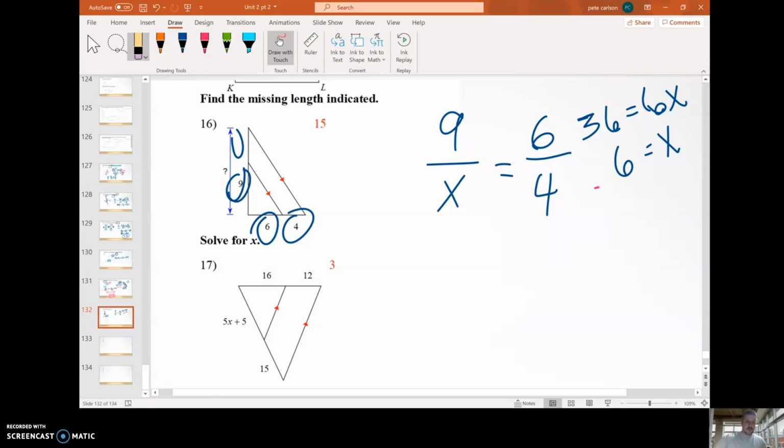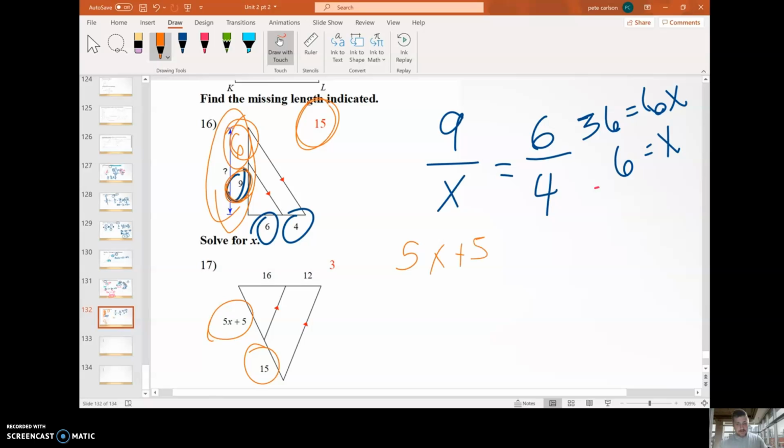Now, that's what would go right here. But they want you to find the length of the blue line. Well, that would be 9 plus 6, which would be 15. Okay? And the last one, we have our top over our bottom. So 5x plus 5 over 15. We have our top over our bottom, which would be 16 over 12. And then you would just cross multiply that and solve it. And the answer you should get is 3 if you do that correctly.